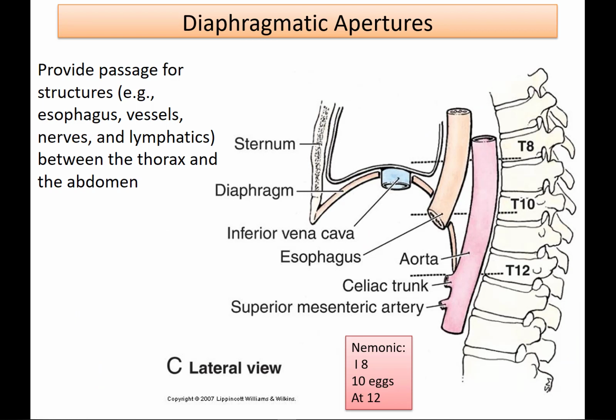Now we're going to have a look at our diaphragmatic apertures, which provide a passage for structures like the esophagus, vessels, nerves, and lymphatics between your thorax and your abdomen. We have the inferior vena cava passing through an opening called the caval hiatus. The esophagus passes through the esophageal hiatus, and the aorta through the aortic hiatus. All of these pass through at approximate vertebral levels, which are 8, 10, and 12 in the thoracic region respectively. The mnemonic that I use is I ate 10 eggs at 12. That means inferior vena cava at T8, at T10 the esophagus, and at T12 the aorta.